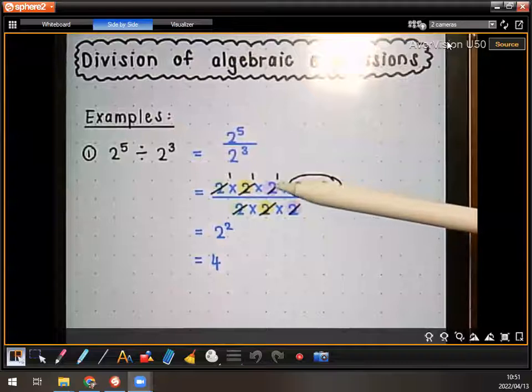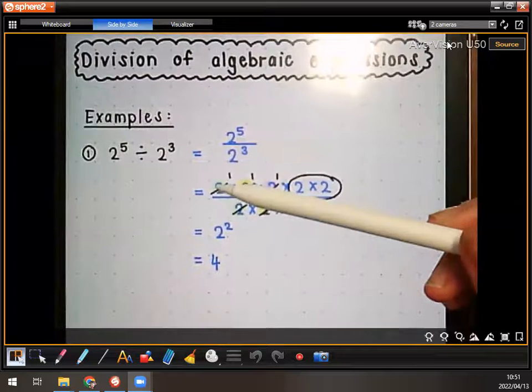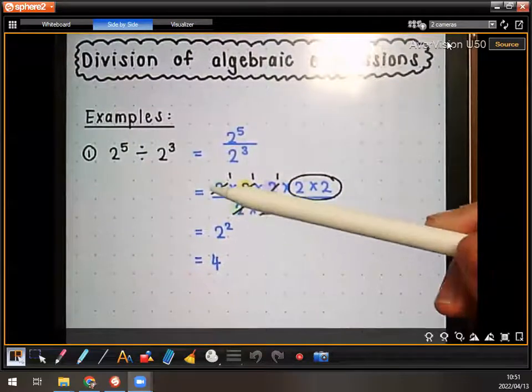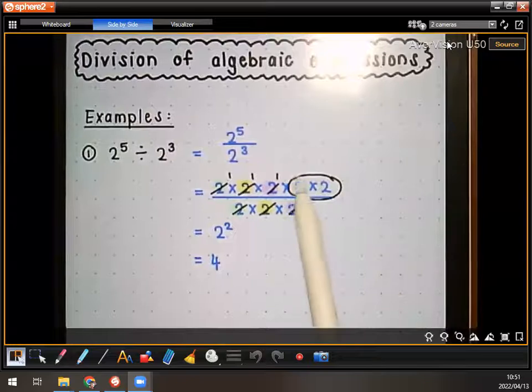As we have been doing cancelling out, hey, cross-cancelling with fractions before. That's almost what we're doing here. We're almost cancelling out the first 2 and the first 2. All right, because when I say 2 divided by 2, I'm left with 1. Whatever is left at the end, that is your answer. Okay, 2 squared, which is 4.